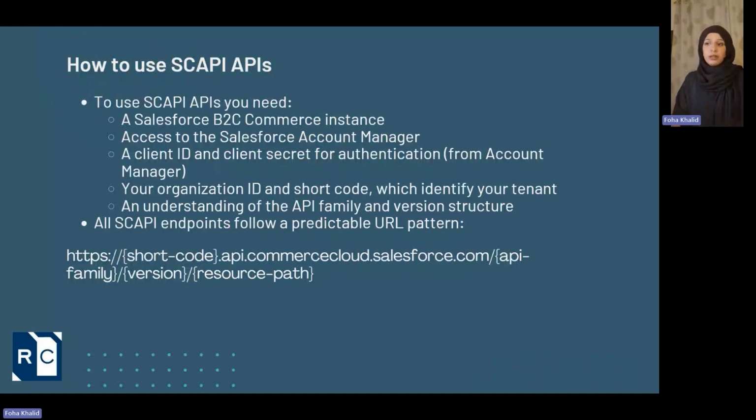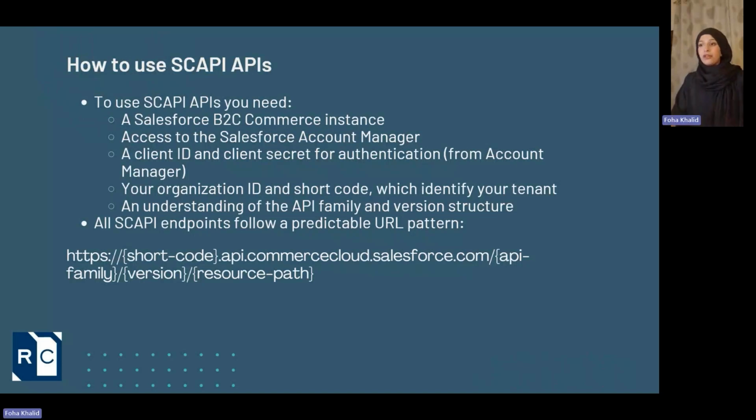So you need your B2C commerce instance. Obviously, you would need access to an account manager where you would give yourself access to SLAS to generate a client ID and a client secret. This is used for authentication. Your organization ID and short code, which is going to be used as part of the URL. And you need to understand the API family and version structure in order to be able to complete this.